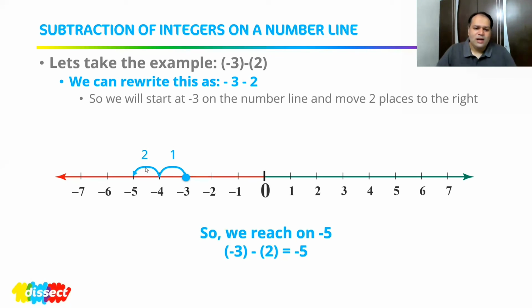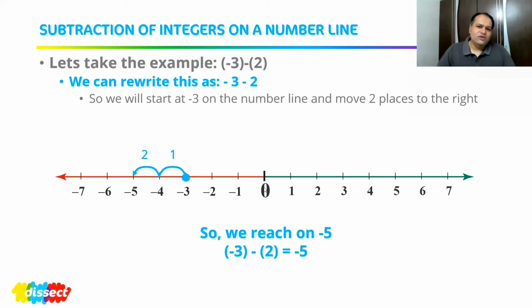So we jump 1 and 2. And where do we land? We land on minus 5. So that is your answer. Minus 3 within brackets minus 2 gives you minus 5.